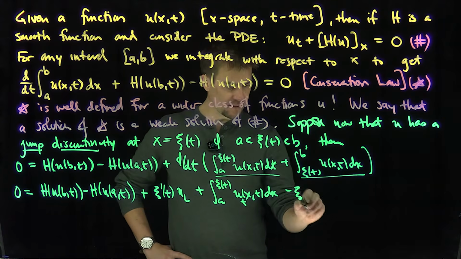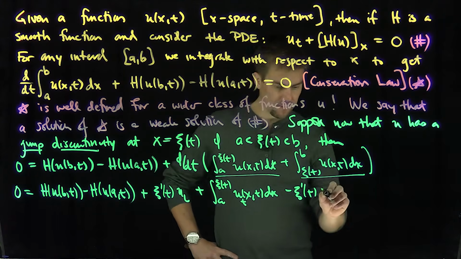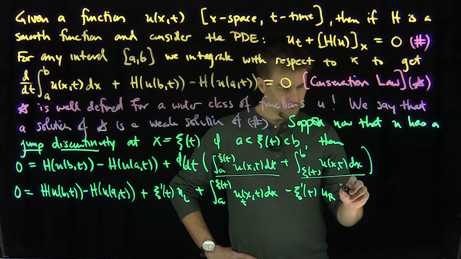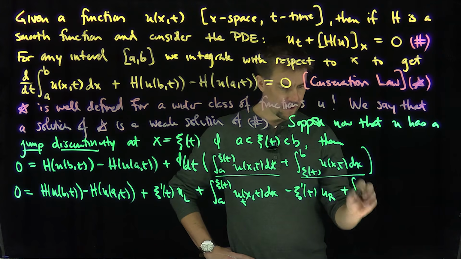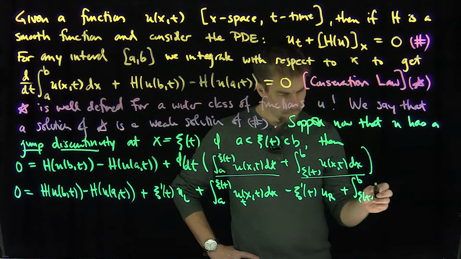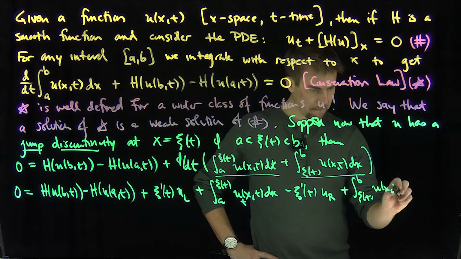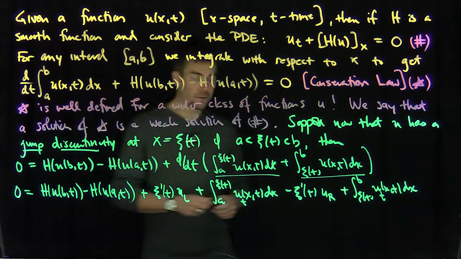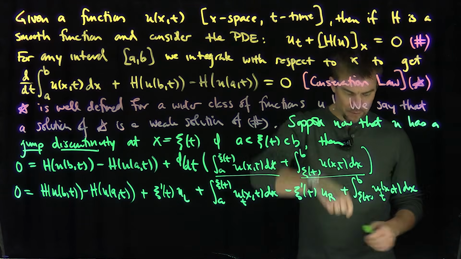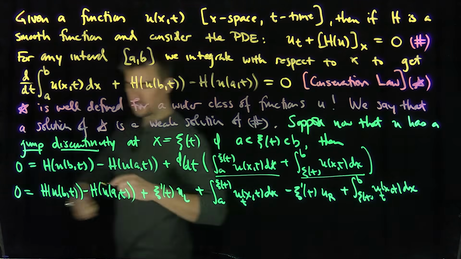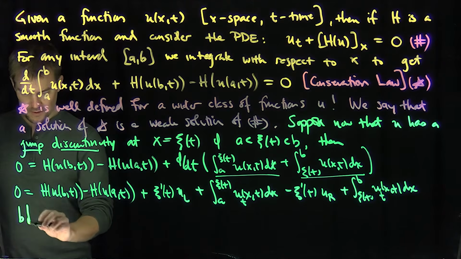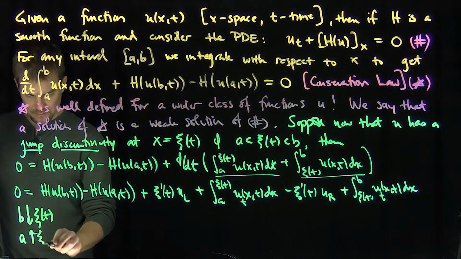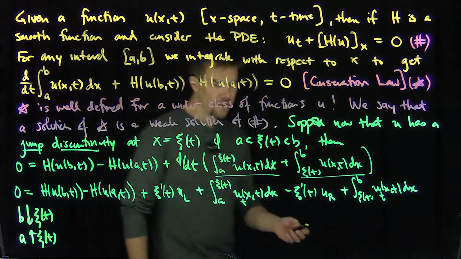Then similarly, we have minus x_c'(t), and now we're going to the right, the limit of u from the right of that jump discontinuity, and then plus the integral from x_c(t) to b of the t derivative of u(x,t) dx. Excellent. Now we're going to let b decrease to x_c(t) and a increase to x_c(t). Remember, this is true for any a and b.